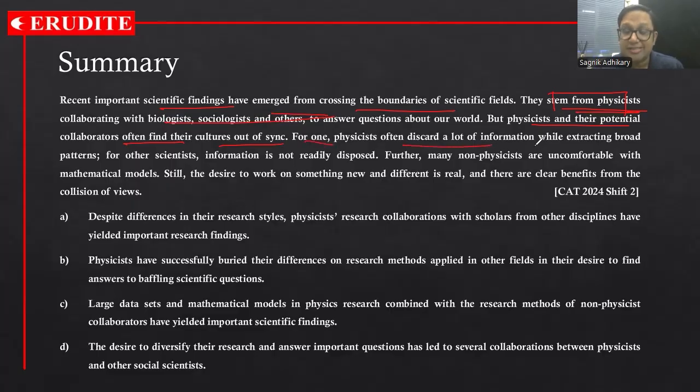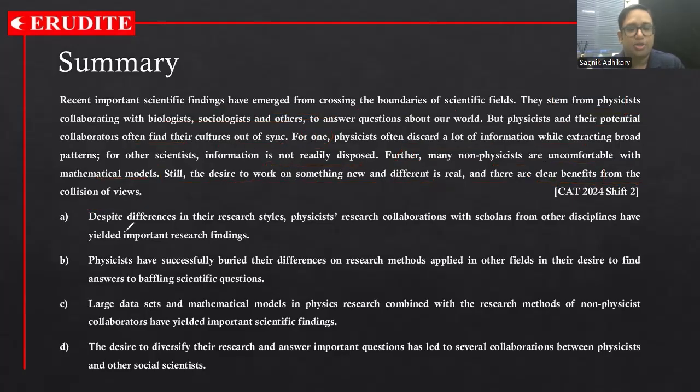For one, physicists often discard a lot of information while extracting broad patterns. For other scientists, information is not readily disposed. This is number one, and further, the second reason is this: many non-physicists are uncomfortable with mathematical models. Still, here we have a conclusion. It moves on from the hurdles, the hindrances. It says, still the desire to work on something new and different is real, and there are clear benefits from the collision of views. So there are clear benefits from the collision of views.